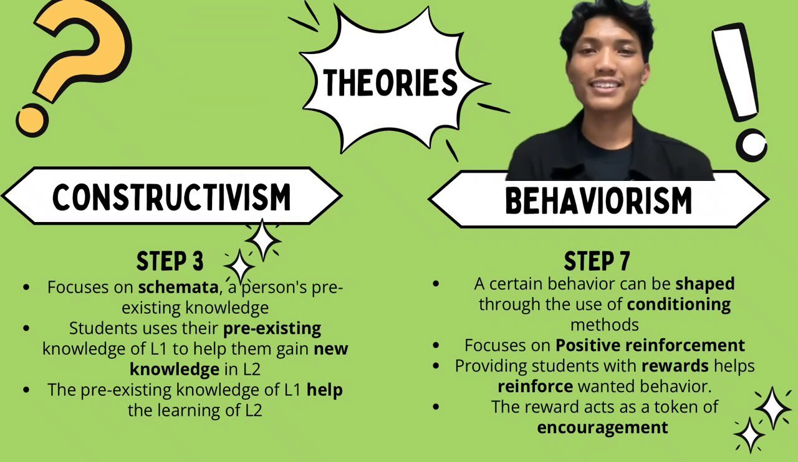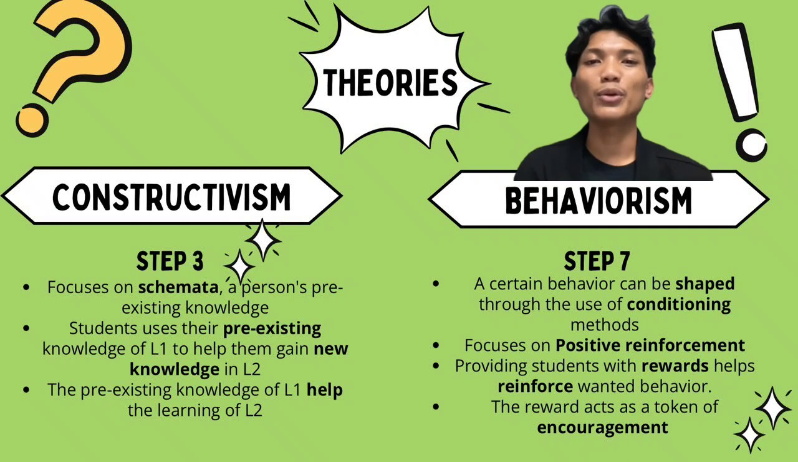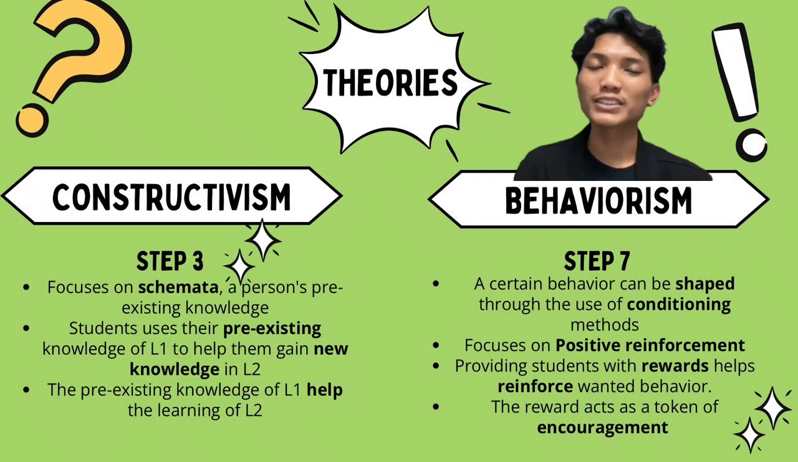Now, moving on to the second theory that we've used in our activity, which is the theory of behaviorism. The theory of behaviorism states that a certain behavior can be shaped through the usage of certain methods of conditioning. These methods of conditioning can be divided into two, which are positive reinforcement and negative reinforcement. However, in our activity, we are mainly putting emphasis on the usage of positive reinforcement. So, positive reinforcement focuses on rewarding and providing individuals with encouragement to increase the likelihood of a certain behavior to repeat itself in the future.